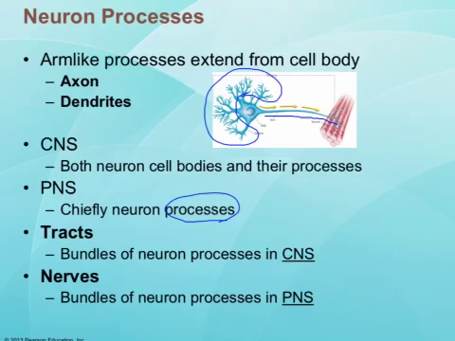For the neuron processes, they also have different names depending on location. In the CNS, if they are processes, we call them tracts. And if they are in the PNS, we call them nerves. The PNS processes are called nerves.